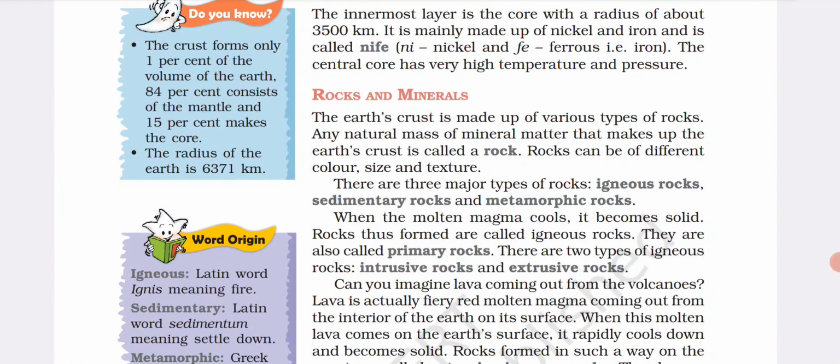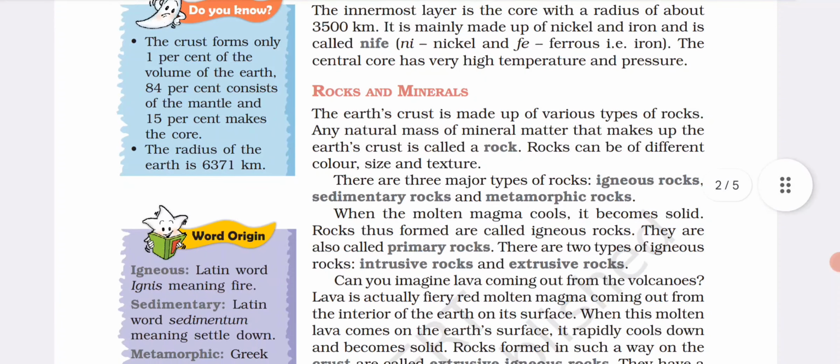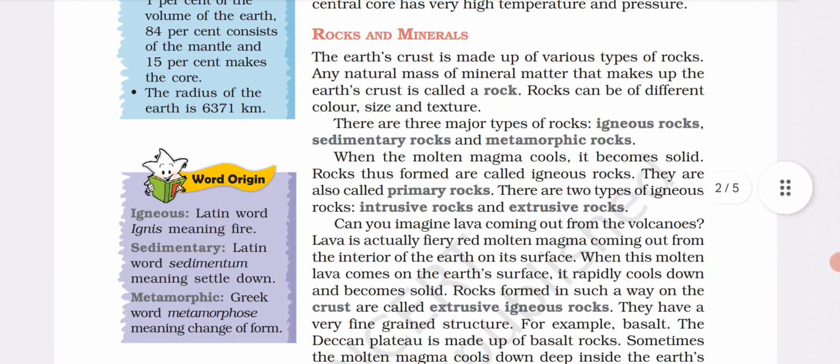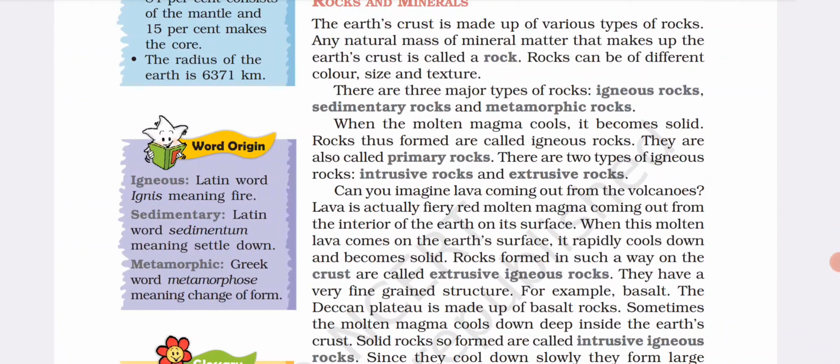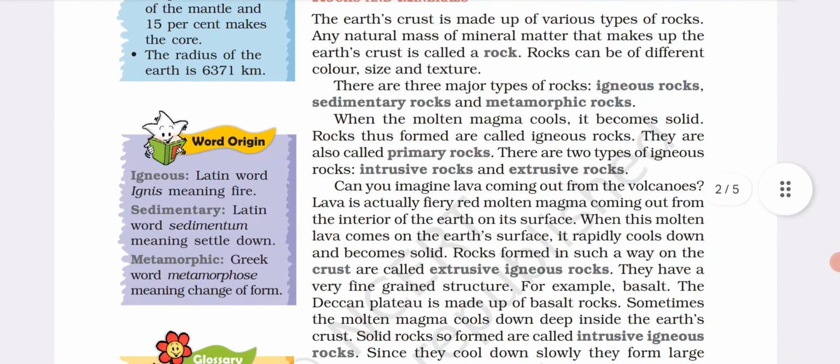Rocks and minerals. The Earth's crust is made up of various types of rocks. Any natural mass of mineral matter that makes up the Earth's crust is called rock. Rocks can be of different color, size and texture. There are three major types of rock: igneous rocks, sedimentary rocks, metamorphic rocks. When the molten magma cools, it becomes solid. Rocks thus formed are called igneous rocks. They are also called primary rocks. There are two types of igneous rocks: intrusive rocks and extrusive rocks.